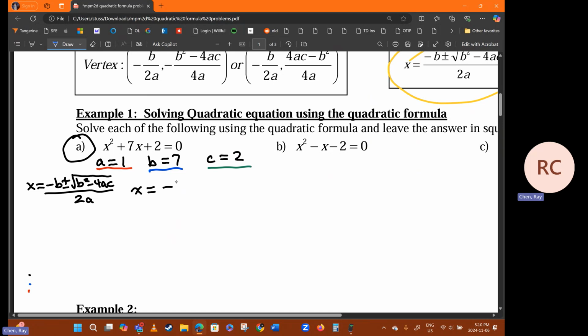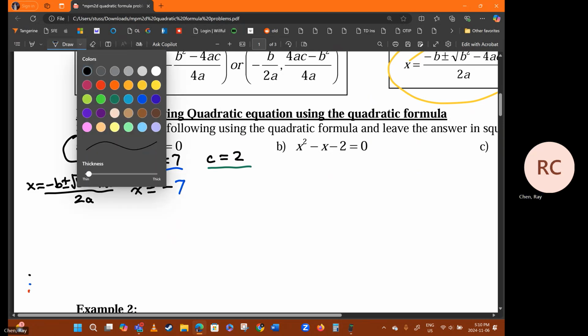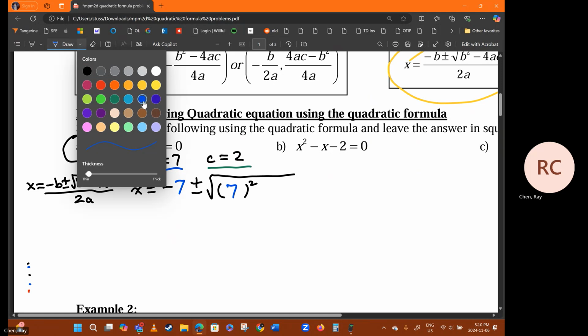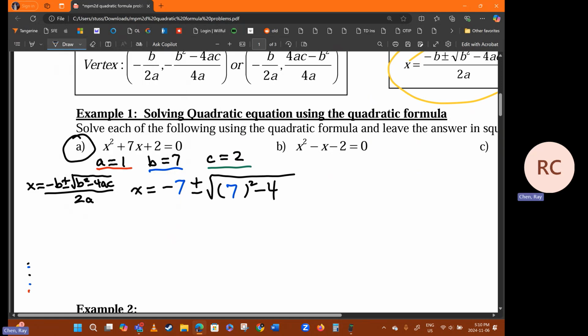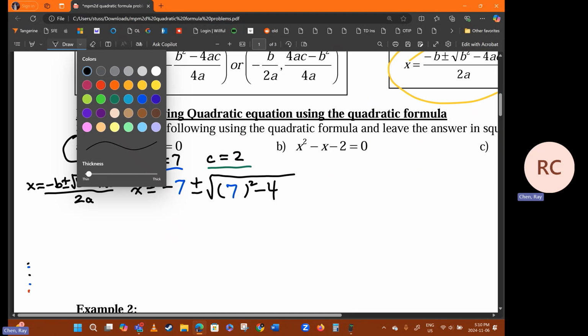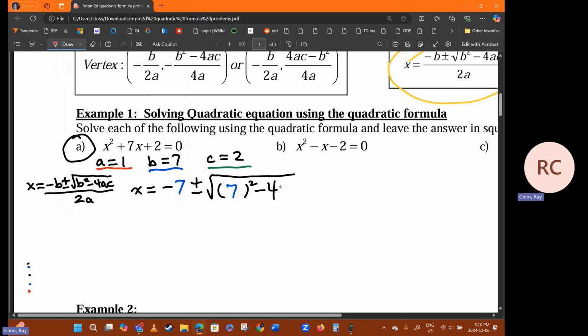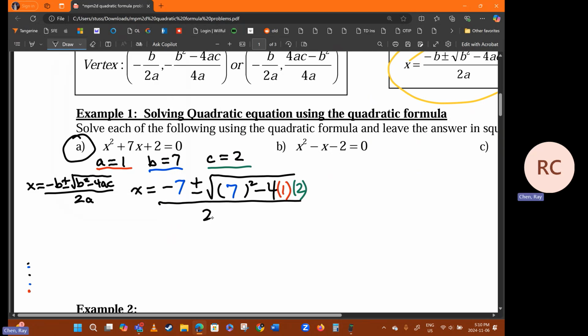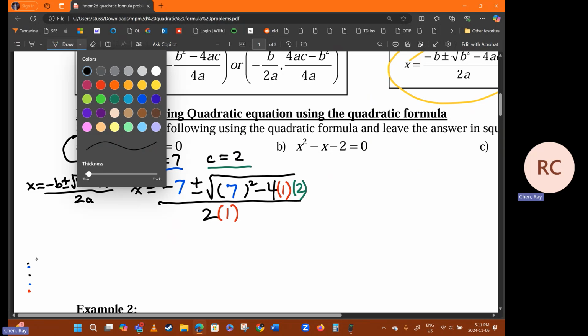Let's try that again. Negative 7 plus or minus the square root of 7 squared minus 4. It will always be a 4. Now, what's our a? Our a in this case is 1. That means multiplied. And our c value, all over 2 times 1. Again, I apologize for the lag.